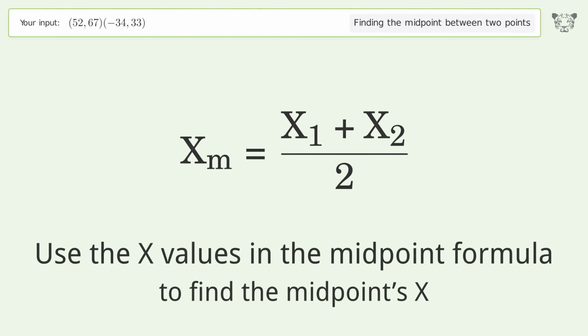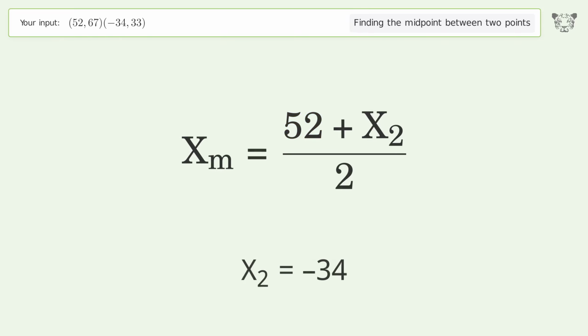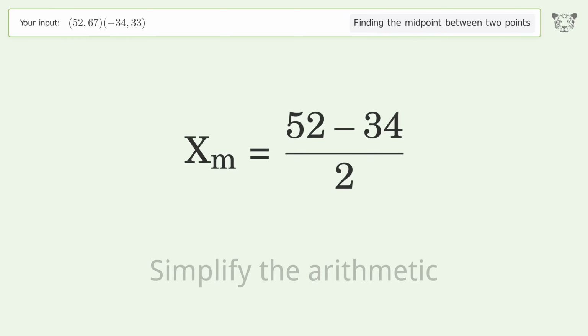Use the x values in the midpoint formula to find the midpoint's x. x1 equals 52. x2 equals negative 34. Simplify the arithmetic.